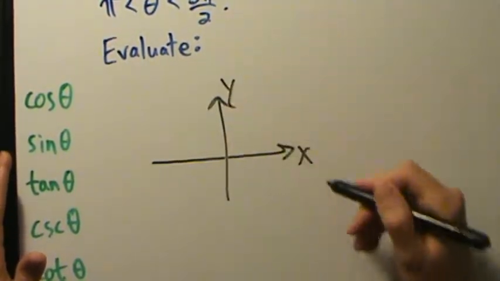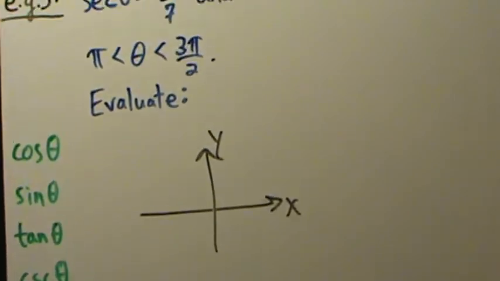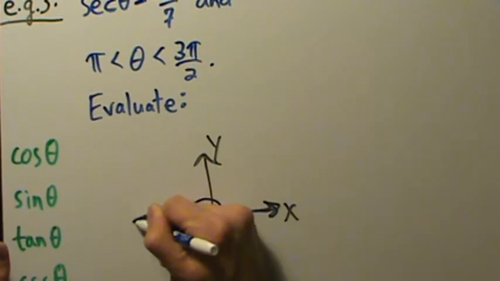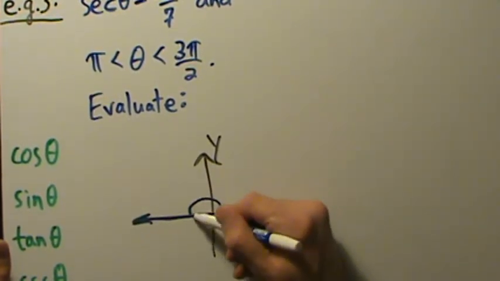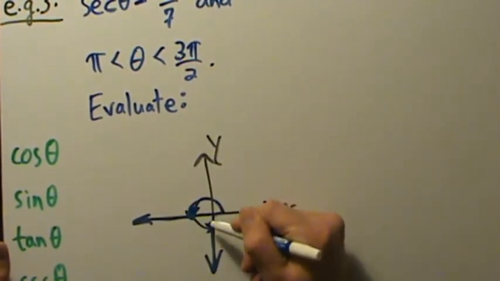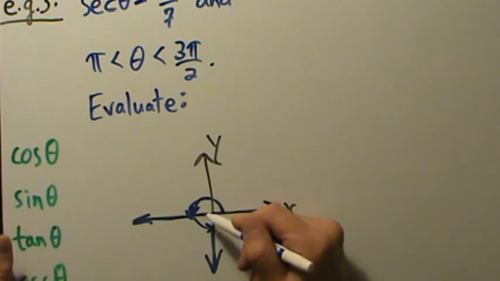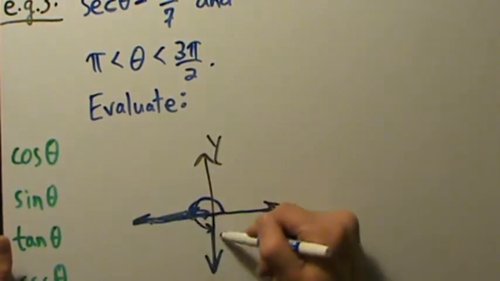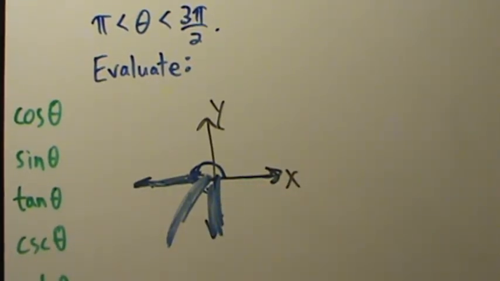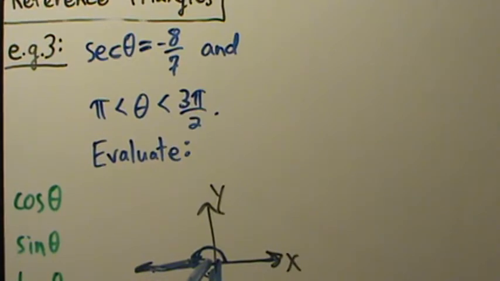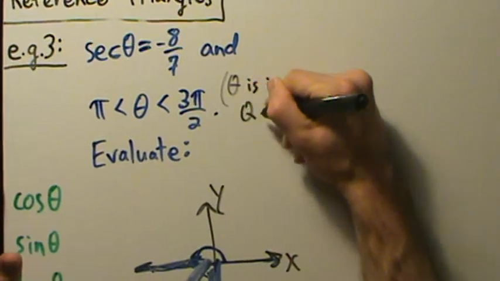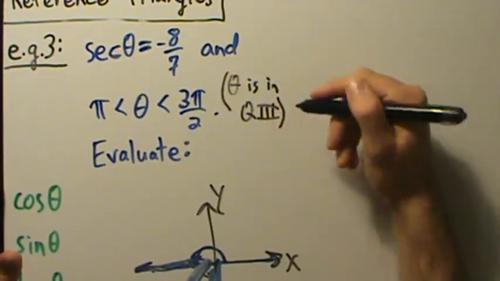So x-axis, y-axis. An angle of pi, where does an angle of pi put me? Remember, here's a 0 right here, right? So pi puts me around here. So here's pi, okay? What about 3 pi over 2? 3 pi over 2 puts me all the way down here, okay? So here's pi, here's 3 pi over 2. So if theta is between pi and 3 pi over 2, theta is between this guy and this guy. So theta's got to be somewhere in here, which means theta is in quadrant 3. Okay. So if theta is between pi and 3 pi over 2, then that means that theta is in quadrant 3. Okay. Theta is in quadrant 3.